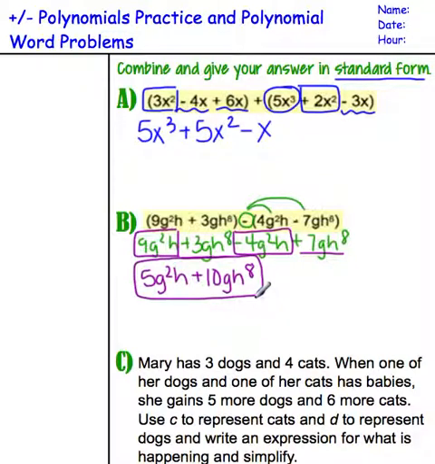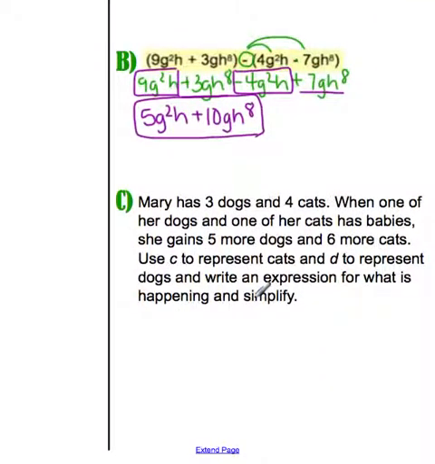Then we take a look at the word problem. Mary has 3 dogs and 4 cats. When one of her dogs and one of her cats has babies, she gains 5 more dogs and 6 more cats. We want to use C to represent cats and D to represent dogs, and write this expression and then simplify it. So we've got 3 dogs and 4 cats. So when we write that expression to start, we have 3 dogs and, which would be plus, 4 cats.